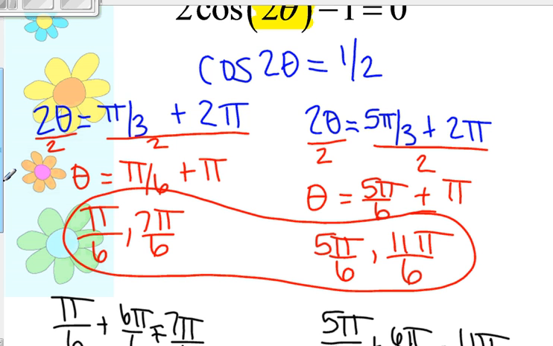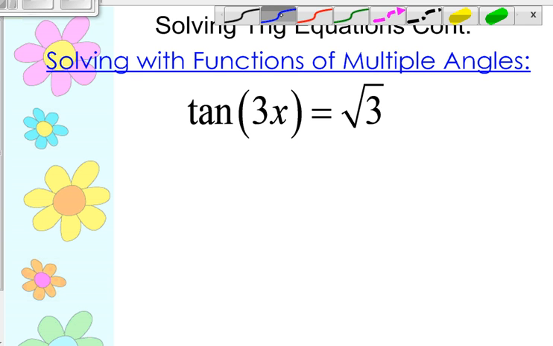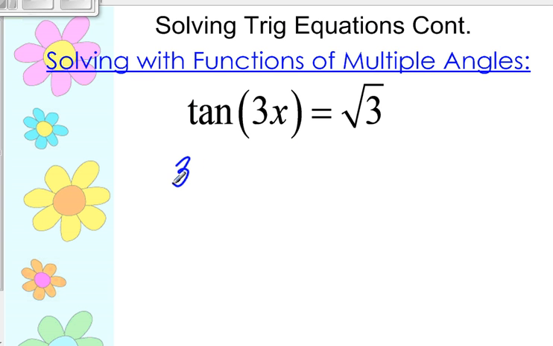So let's try this again. This time we're multiplying by a 3. So tangent equals the square root of 3. So we're going to have 3x equals pi over 3.